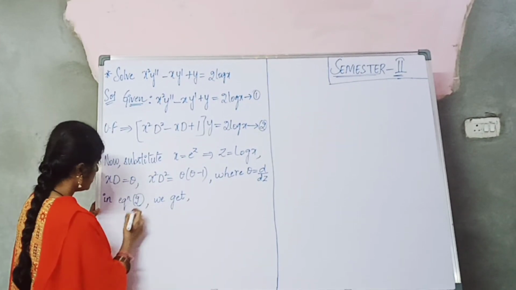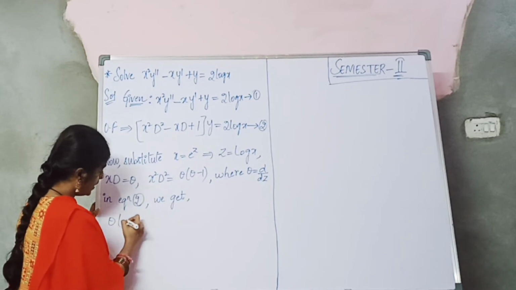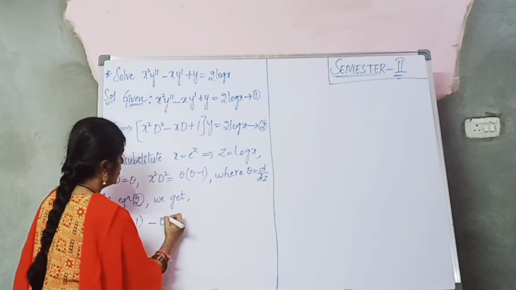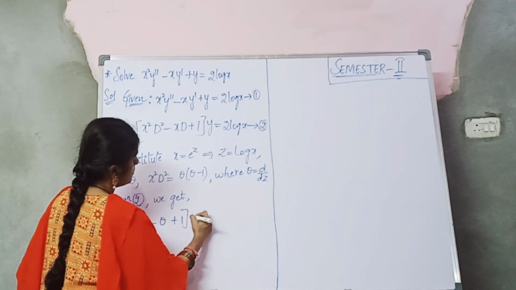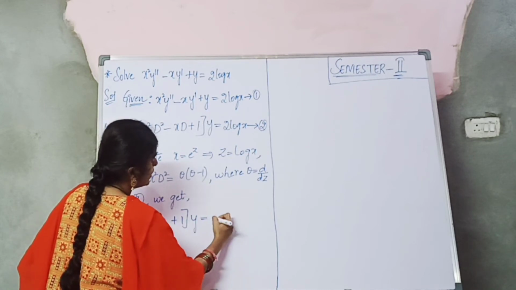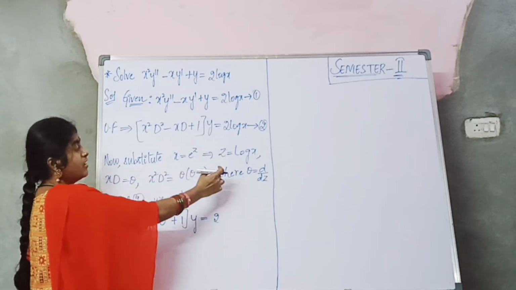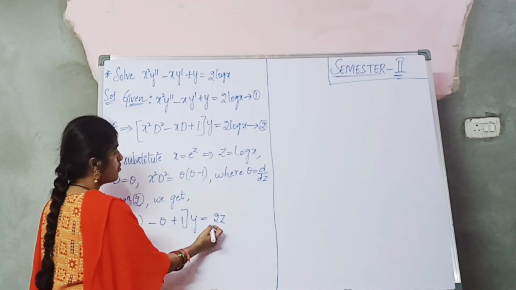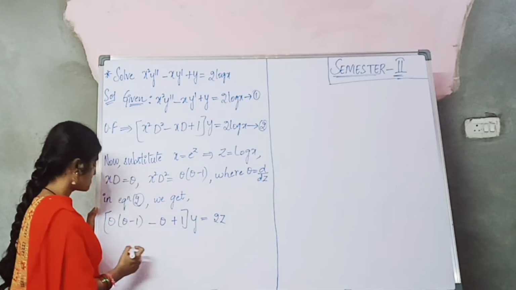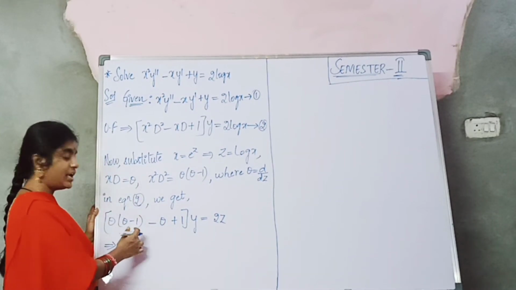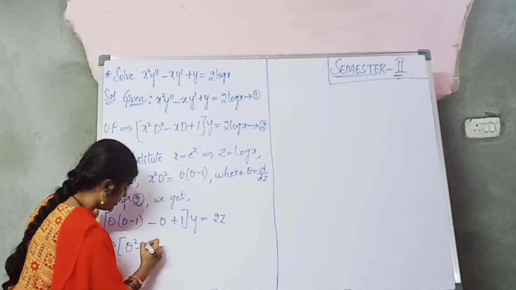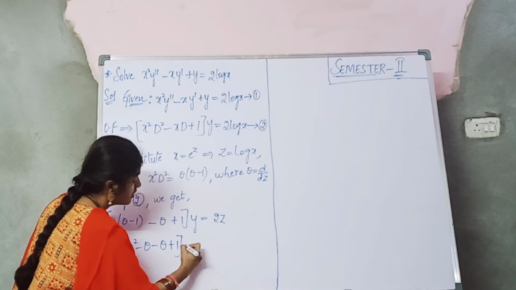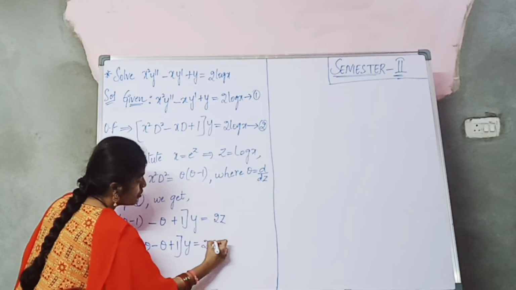Then what will we get? x²D² means θ(θ − 1), minus xD means minus θ, plus 1, into y equals to, here log x means z, so in the place of log x we substitute z, which is 2z. So that implies θ² − θ − θ + 1, into y, equals 2z.